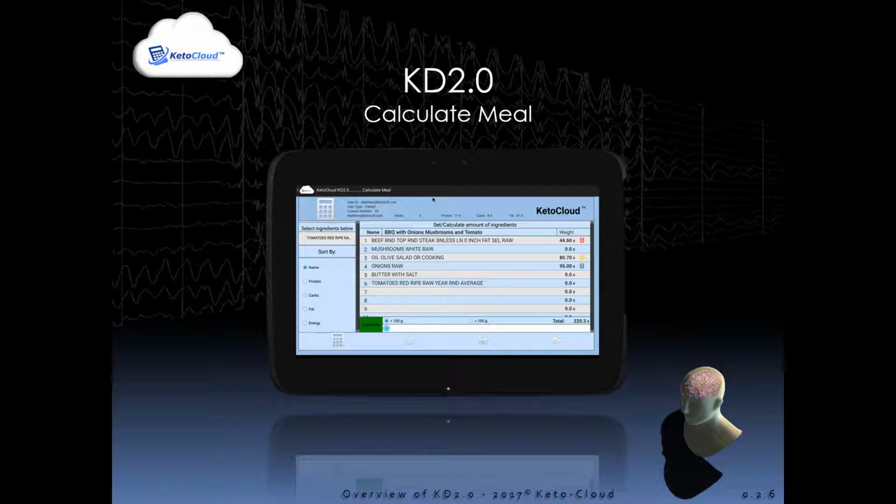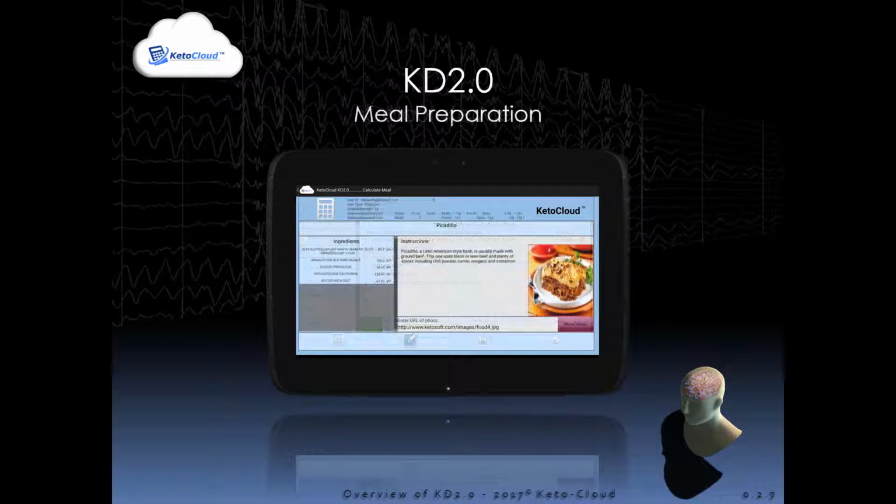When the Calculate button is green, the meal is calculated in accordance with the set ketogenic variables. When the Calculate button is green, enter the name of the meal and proceed to the meal preparation section. Write the preparation instructions, and if you want, enter a link to a picture. By selecting the disk symbol, you save the meal locally on your device.